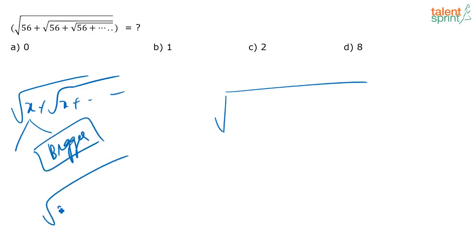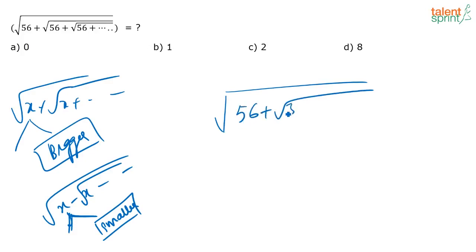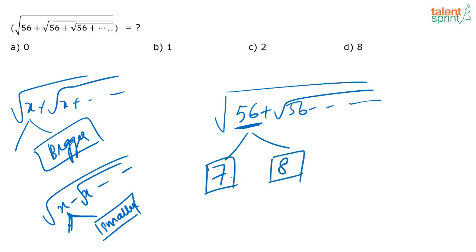When it is root of x minus like that, you find out two factors of this number x such that their difference is 1, and the smaller factor will be your answer. For example, for this question, root of 56 plus, etc., till infinity. What are the factors of 56? You have a lot of factors of 56, but you know 7 into 8 is also 56. So I am identifying two factors of 56 such that the difference between them is 1. 8 minus 7 is 1, and 8 and 7 are factors of 56.